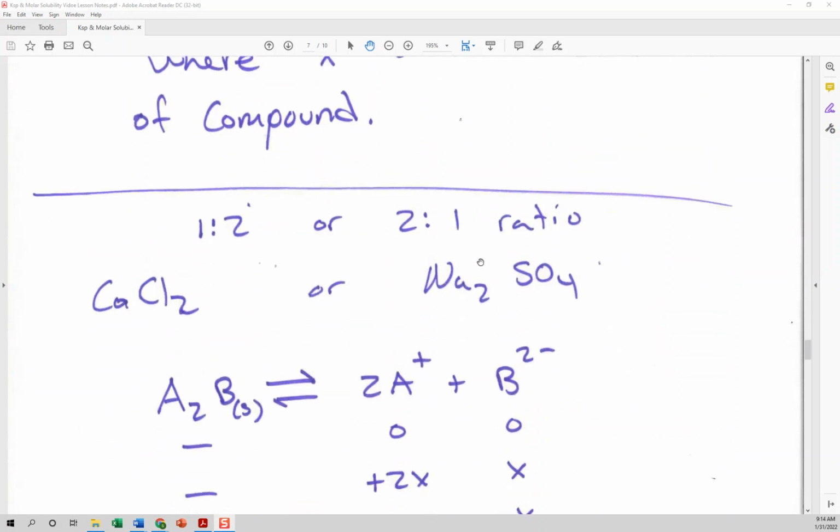But it's going to be different when it's a different ratio. So now let's look at a compound that's a 1-to-2 or a 2-to-1 ratio. It doesn't matter if it's 1-to-2 cation to anion or 2-to-1 cation to anion.